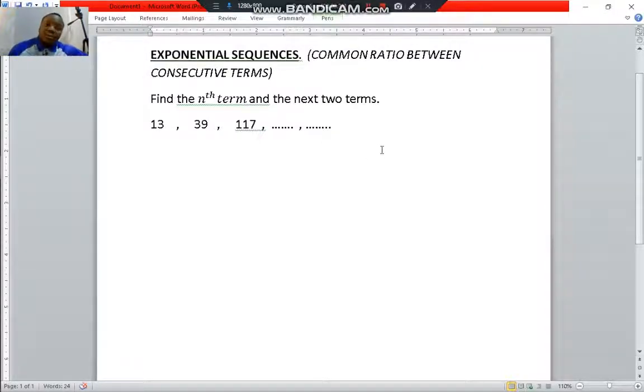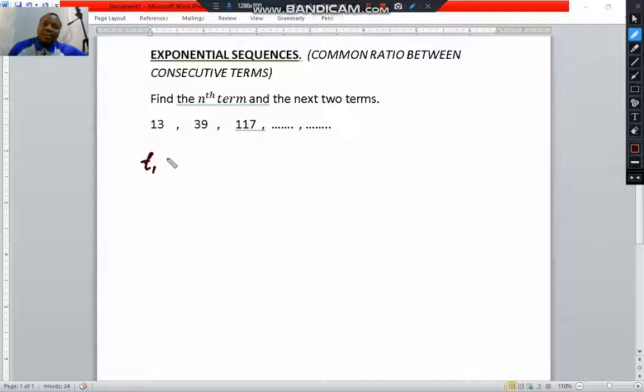What it's got is what we call a common ratio between consecutive terms. Now, I want to explain what I mean by common ratio. So for example, let me call the common ratio between the first two terms T1. It is found by dividing 39 by 13. If we do this, you'd find that this is going to give us a 3. For this type of sequence, it will always give you 3, regardless of which terms you pick, for as long as they are consecutive.